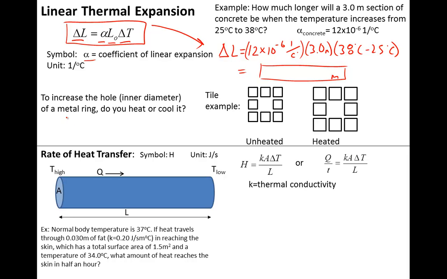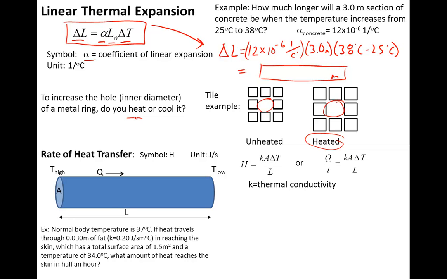It says to increase the hole or the inner diameter of a metal ring, do you heat it or cool it? So instead of looking at an actual ring, let's look at tiles and break down the tiles into a bunch of squares. So here's the center of the squares. If we heat each of the squares and they each increase by the same amount, notice that the inside increases when we heat it. So we want to heat the metal ring to increase the inner diameter.